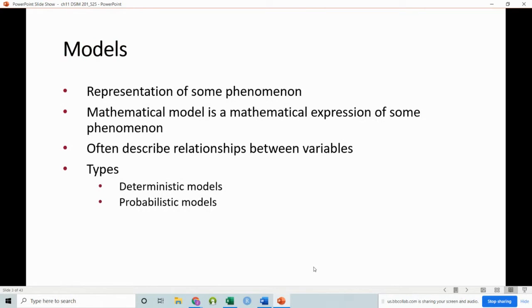So first, we're going to talk about models. In particular, mathematical models. We want to describe the relationship between the variables, where x is an independent variable and y is a dependent variable. Our model will try to explain a phenomenon that is going on in our data. There are two types of mathematical models, deterministic and probabilistic.